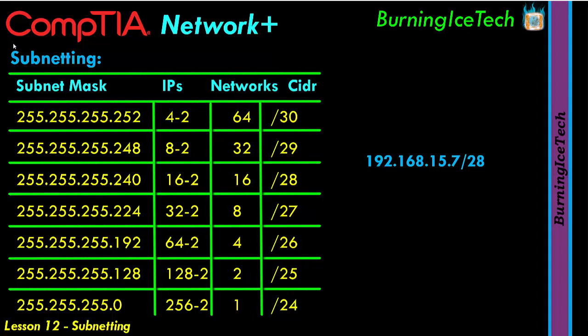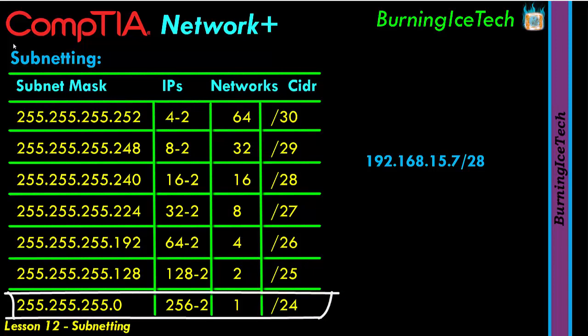And you might think, oh, but there's no way I'm going to remember this table. No, it's not as complicated as you think. Start at the bottom here with this little first row, 255.255.255.0. We know it's 256 IPs, of which 2 of them are not usable. We know it's one network, so you just need to remember its CIDR notation is /24. From there, the rest is just going to fill itself in.